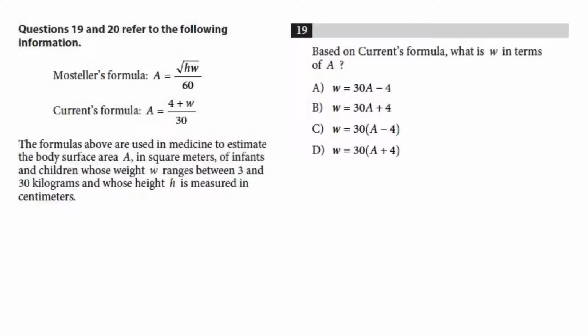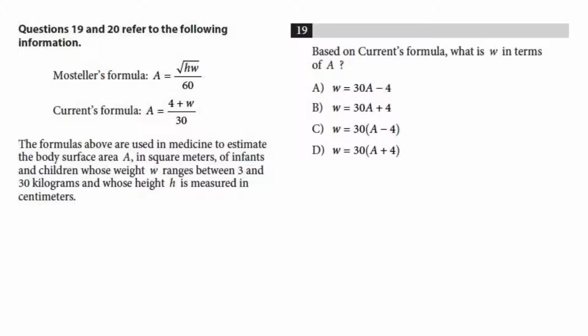Mosteller's formula. The formulas above are used in medicine to estimate the body's surface area, A, in square meters, of infants and children whose weight, W, ranges between 3 and 30 kilograms, and whose height, H, is measured in centimeters. 19. Based on Current's formula, the second one there, what is W in terms of A?